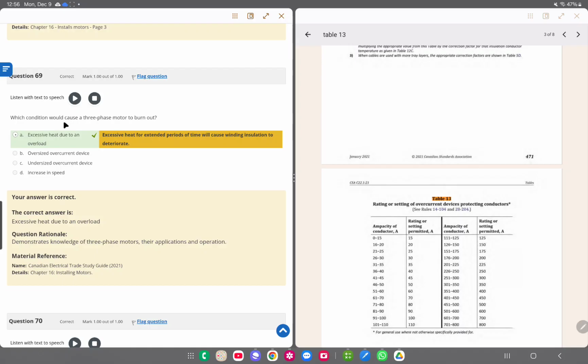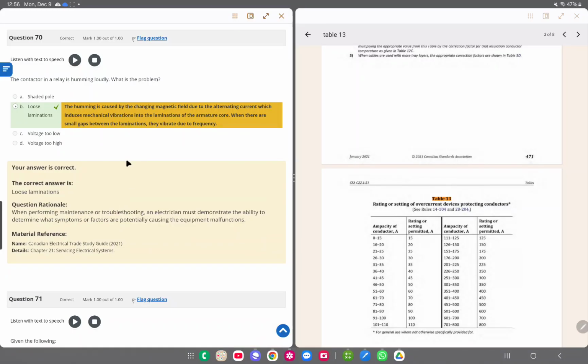Simply put, which condition would cause a three-phase motor to burn out? Excessive heat due to an overload. Excessive heat for extended periods of time will cause winding insulation to deteriorate. And that's why the overloads are there to protect the motor. So if the overloads aren't doing their thing, then the motor's kaput.